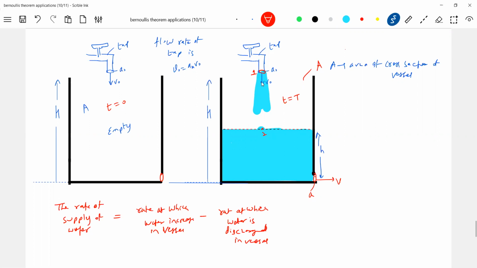So the rate of supply of water by the tap, let it be Q naught. We assumed it. The rate at which water increases in the vessel, shall we write A dH by dt? Why positive sign? Anybody, why positive sign? If the level of liquid increases, it should be positive. Plus the rate at which water is discharged, A into V, discharged by the hole. This is the rate equation.